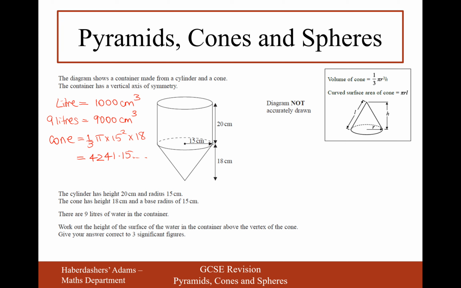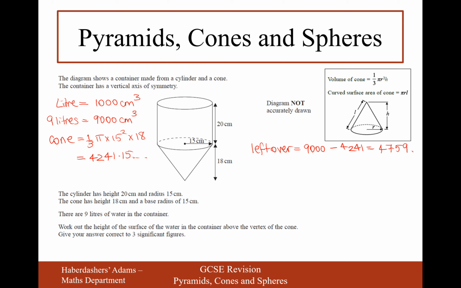So I suppose what we need to now work out is how much we've got left. So left over will be 9,000 minus 4241, which will equal 9,000 minus answer. So that would be 4759 approximately.